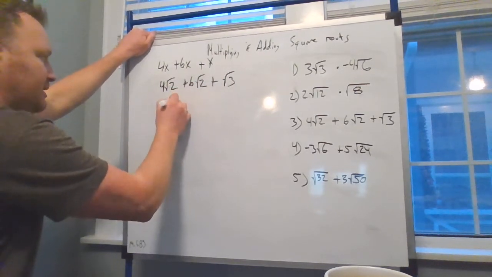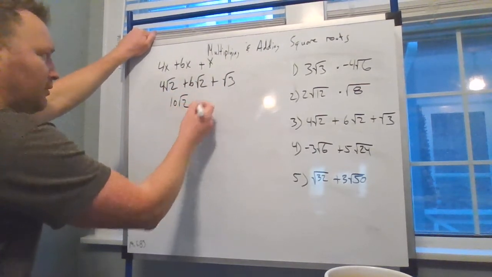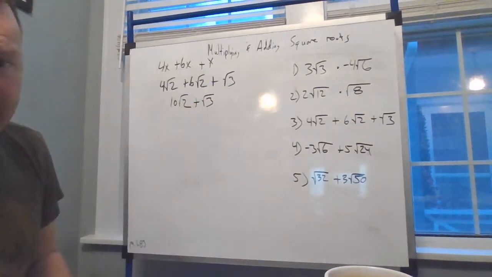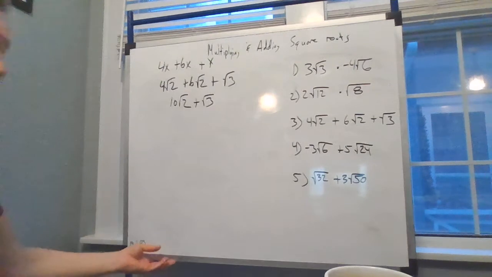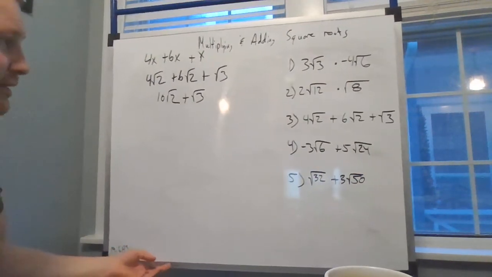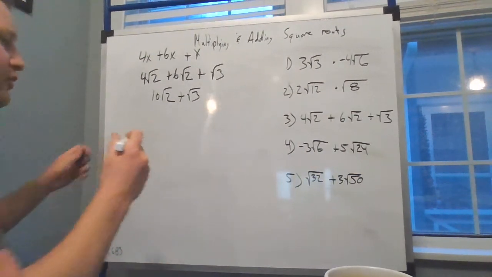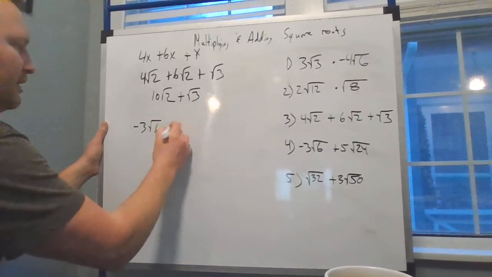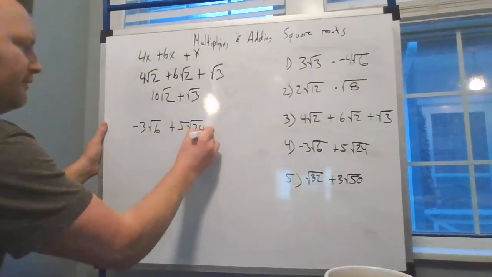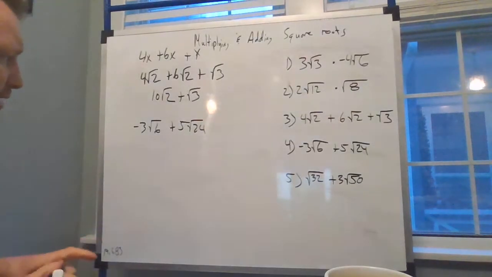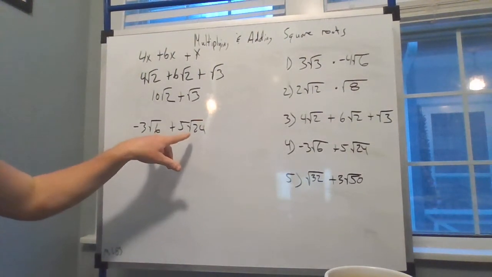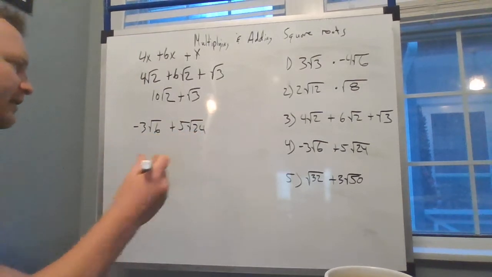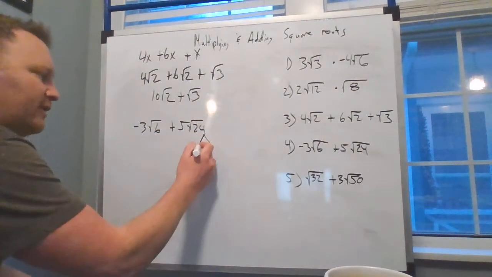4 plus 6 is 10 radical 2, and then just plus radical 3. We are done. That is simplified all the way, just like that. Okay? The next one, negative 3 radical 6 plus 5 radical 24. Now, yeah, you can't add these because they're not like terms, but this 24 we know has a perfect square factor.